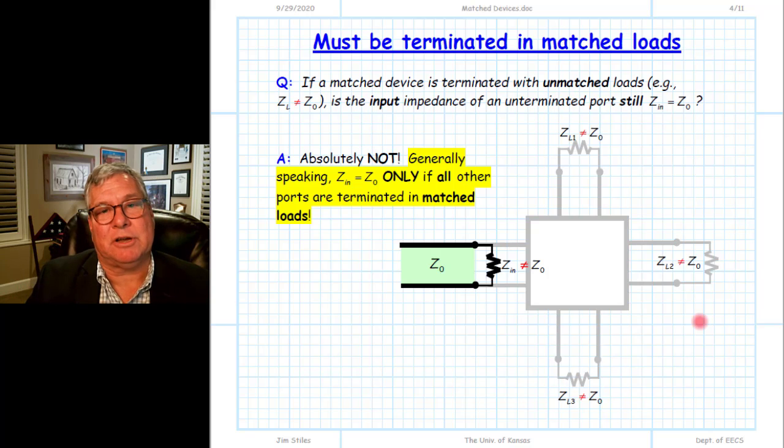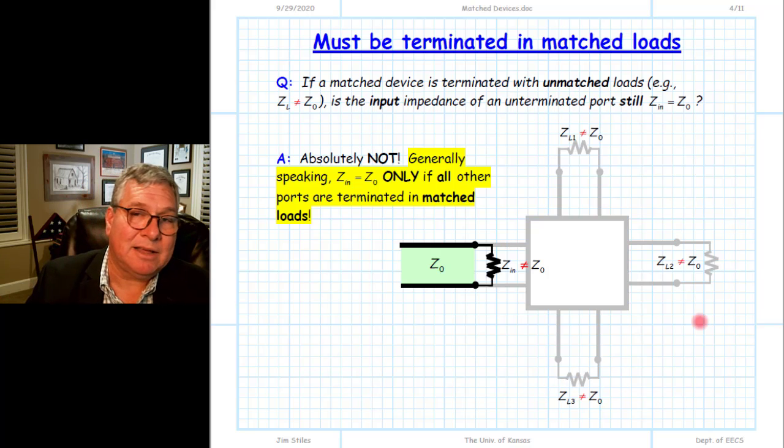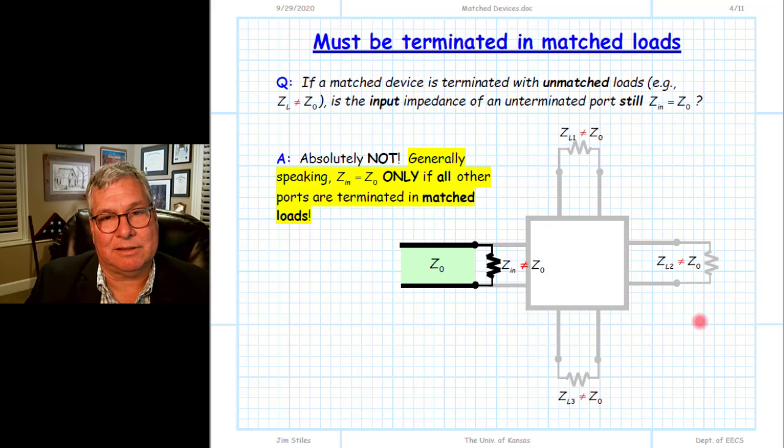A length of transmission line is a 2-port device, and it turns out a length of transmission line is a matched device. If we connect some arbitrary impedance to one end of the transmission line, we find that the input impedance will just be some arbitrary input impedance. It won't be equal to Z0. But we know that if we terminate the transmission line with a load numerically equal to Z0, that's a special case that causes our input impedance at the other end of the line to be equal to Z0.